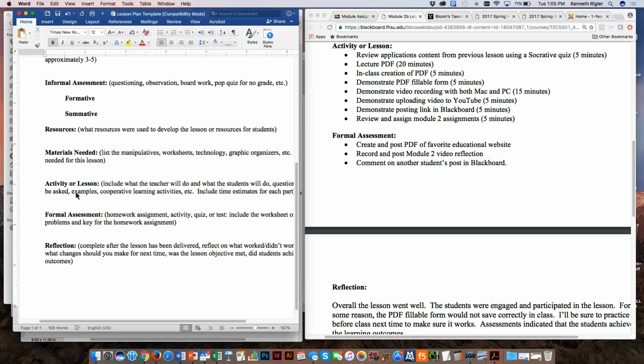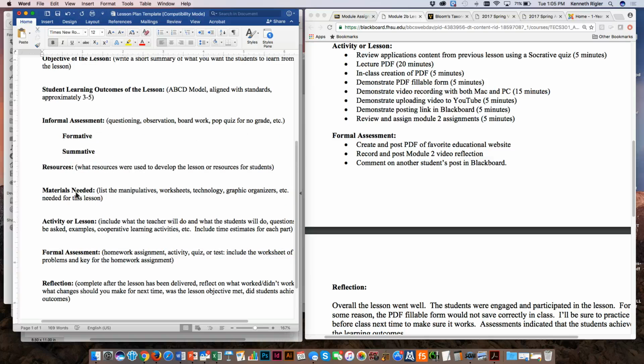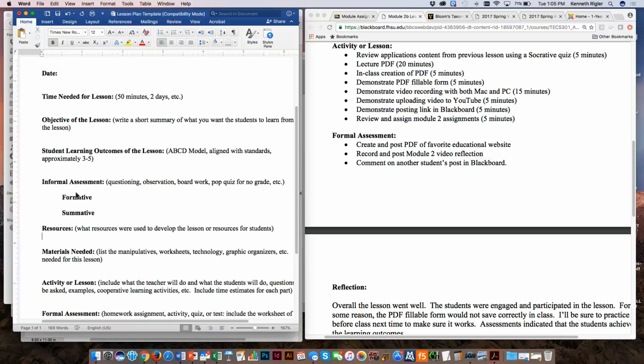So that's why there are all these components in the lesson plan. Yes, it takes time and effort to put it together, but there are tremendous values in having a good, solid lesson plan.